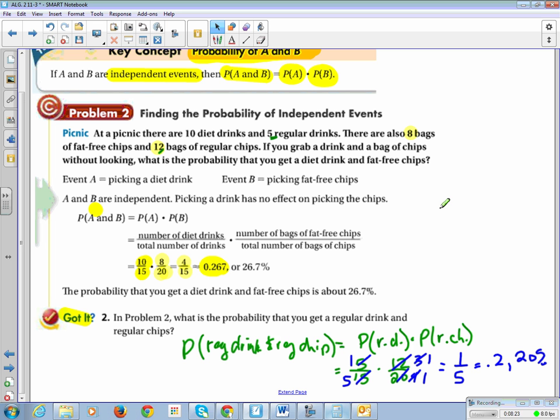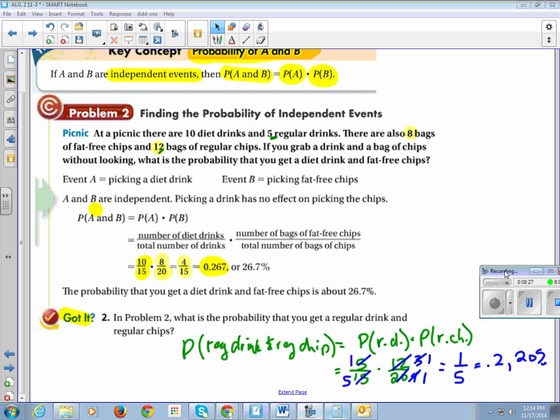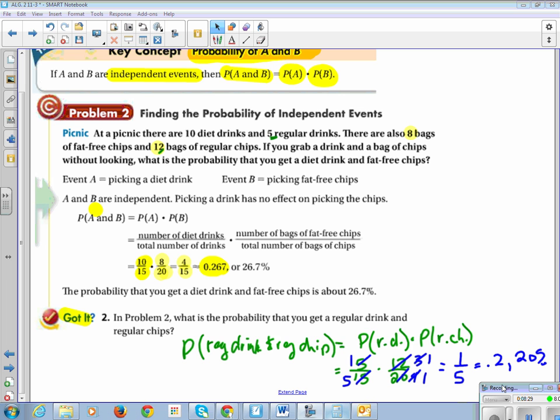Because we're not just adding the variables together, we're seeing the variables as independent. So the reason that this is 20% and not the 73.3% is because you could get a regular chip and a diet drink, or a fat-free chip and a regular drink. So there are 2 other scenarios that need to be represented here to get us to that 100%. Good job. Good thinking skills.